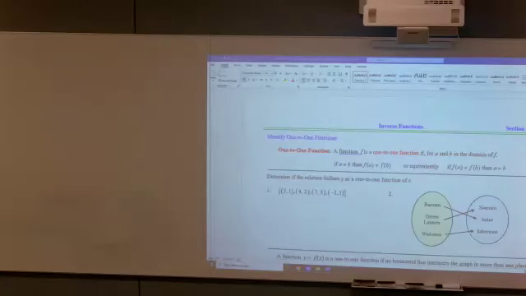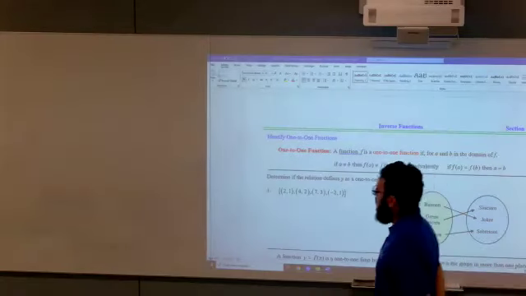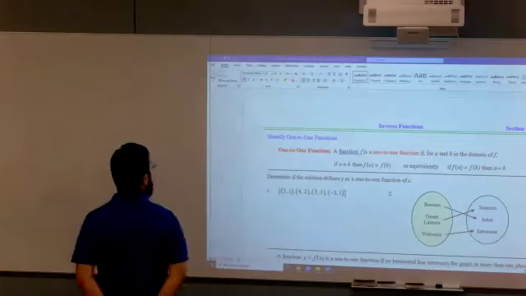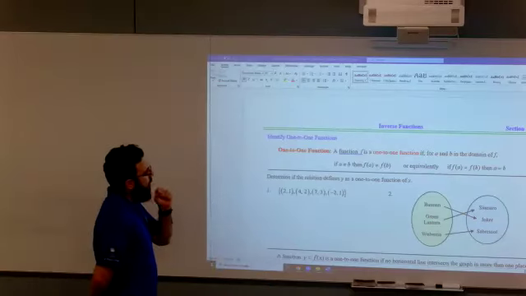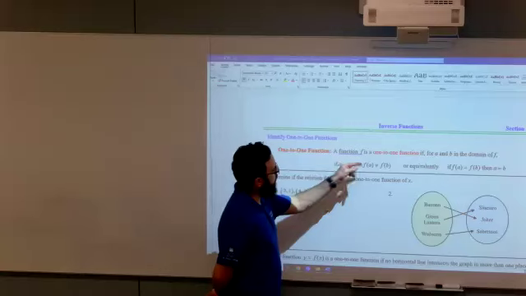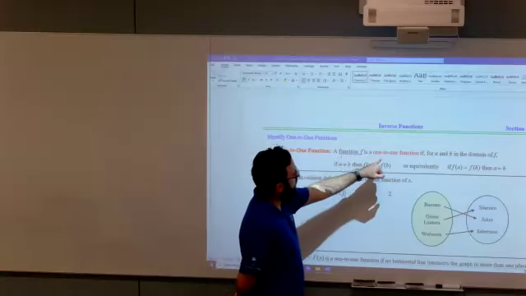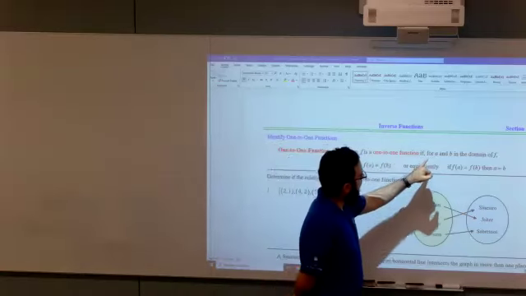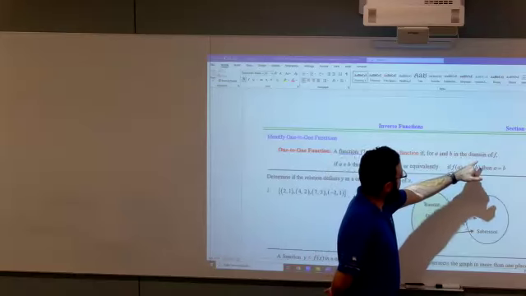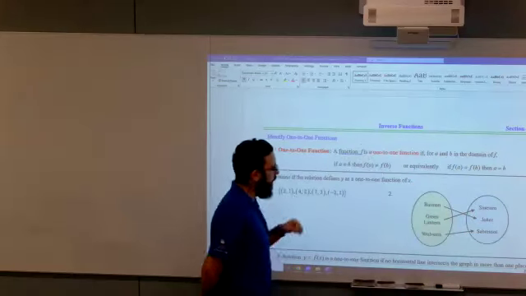Let's start with section 4.1. Let's see what it says and define one-to-one function. A function f is one-to-one if a and b are in the domain of f.